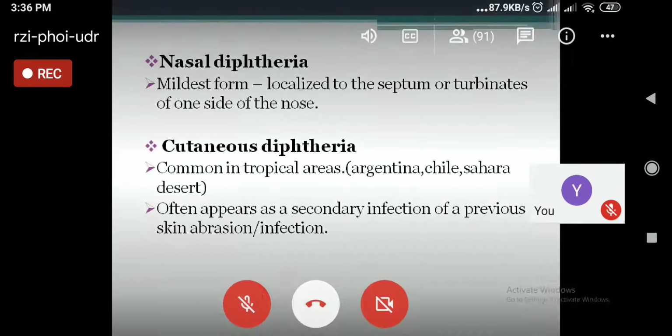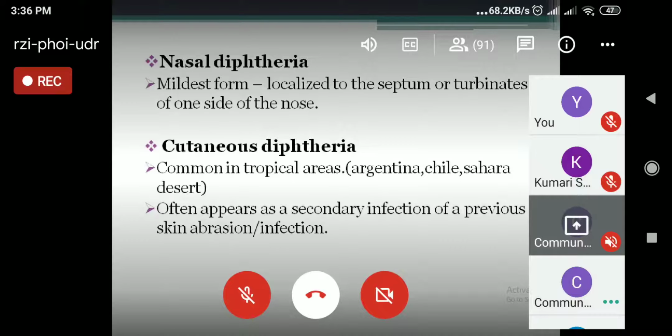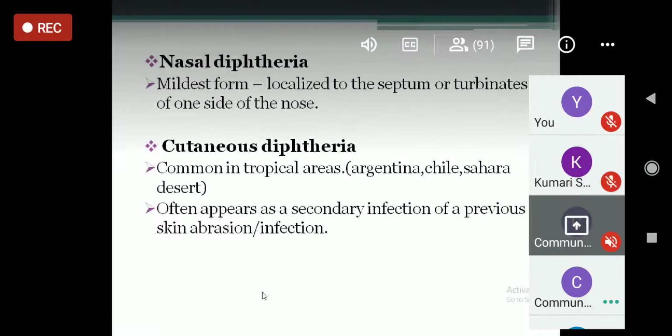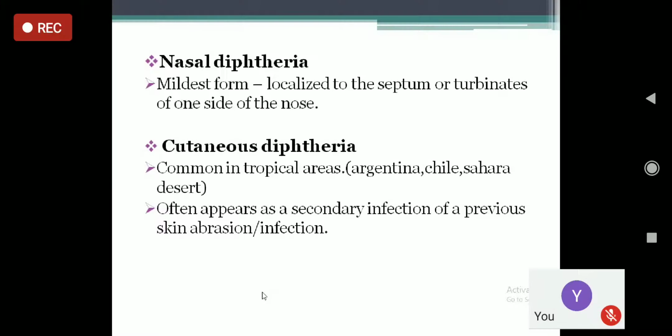The next one is nasal diphtheria. Nasal diphtheria and cutaneous diphtheria are not so serious. It doesn't lead to a serious condition. The nasal diphtheria is the mildest form, and it is localized to the septum or turbinates of one side of the nose. So I think you know what the septum or turbinates are.